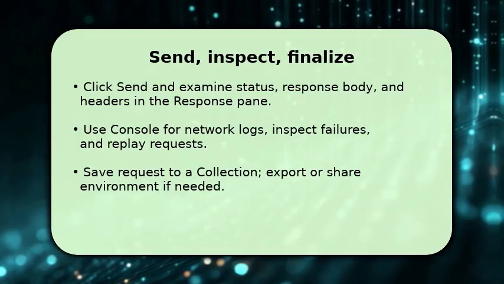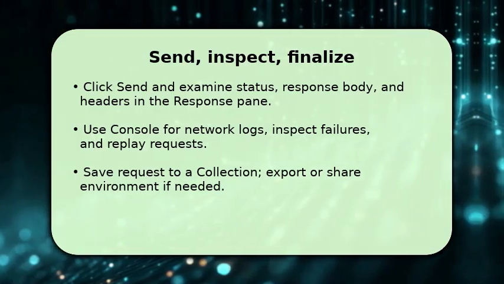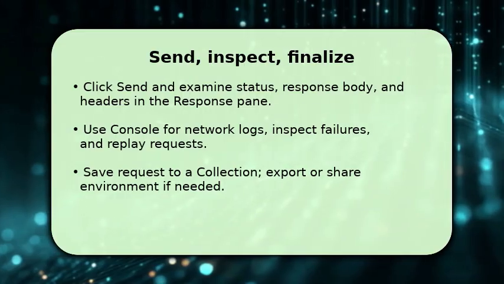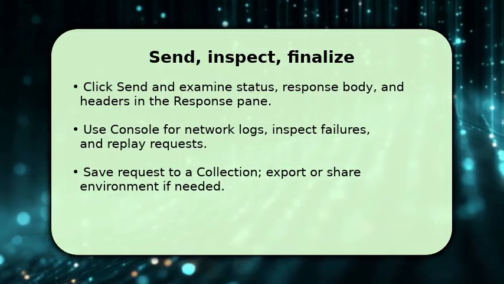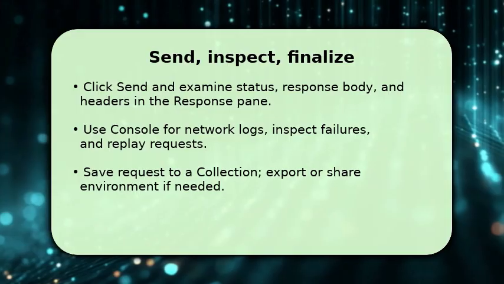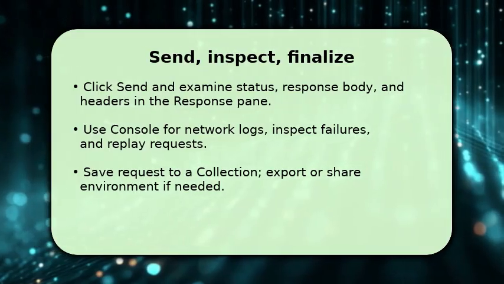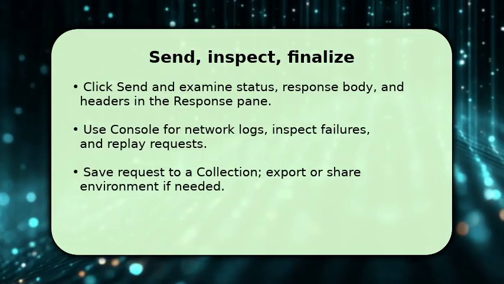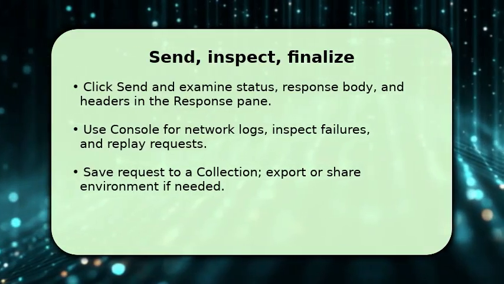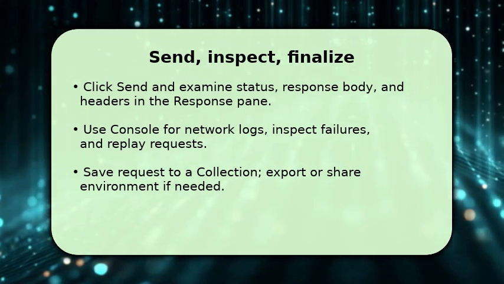200-299 means success, 4XX or 5XX means a fix is needed. If something fails, open the Postman console to view raw network traffic and variable values. Once responses match expectations, save the request into a collection and update your environment values so colleagues can reproduce it.